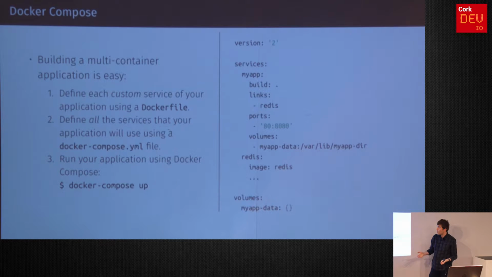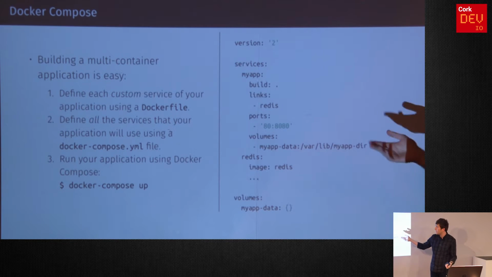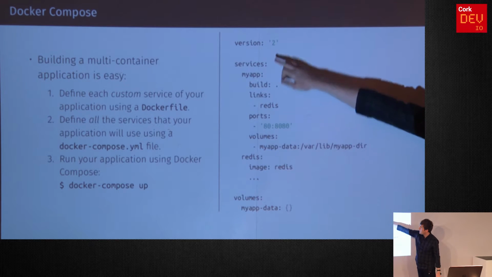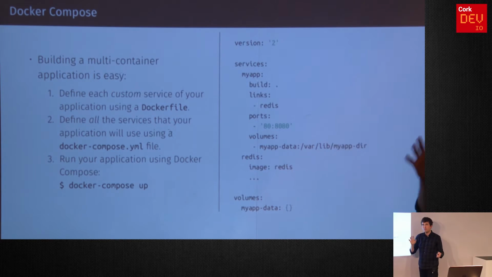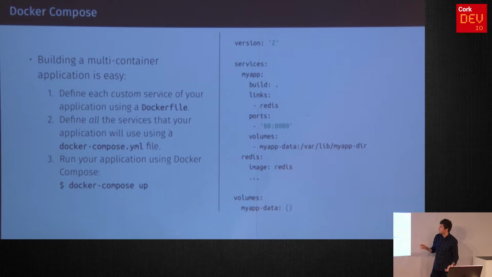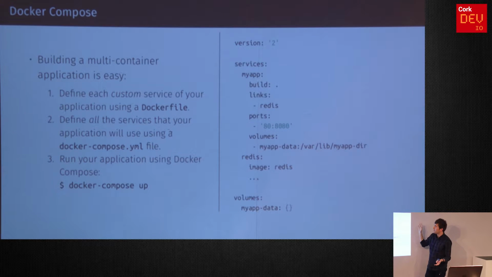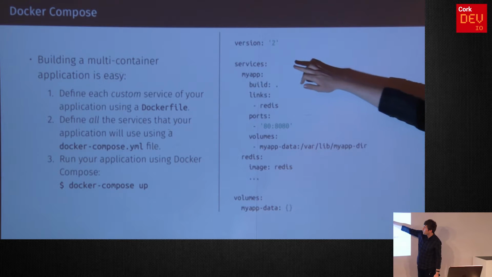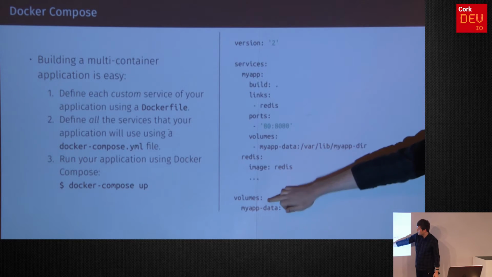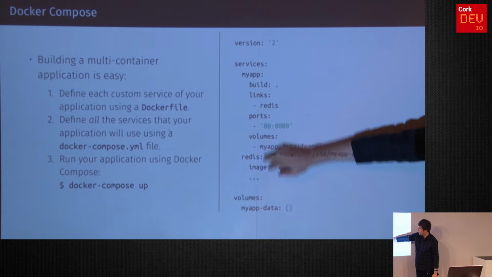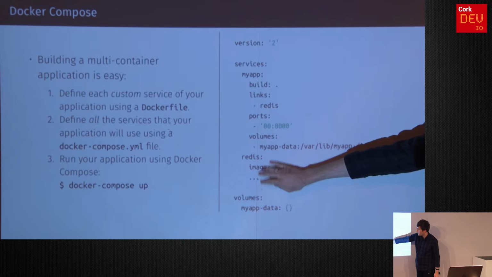Number 2, you're going to have to define all of the services that you need using a YAML file, which is usually called docker-compose.yaml. It looks a bit like this. This is an example application here, a 2-container application. They changed the format of the YAML file about 6 or 8 months ago, so now all the new YAML files have version 2 at the top, but you can discount that. The important bit here is the services tag, and down here you've got a volumes tag. Inside here you've got my app with some configuration for my app, and you've got a Redis container down here with some configuration here.